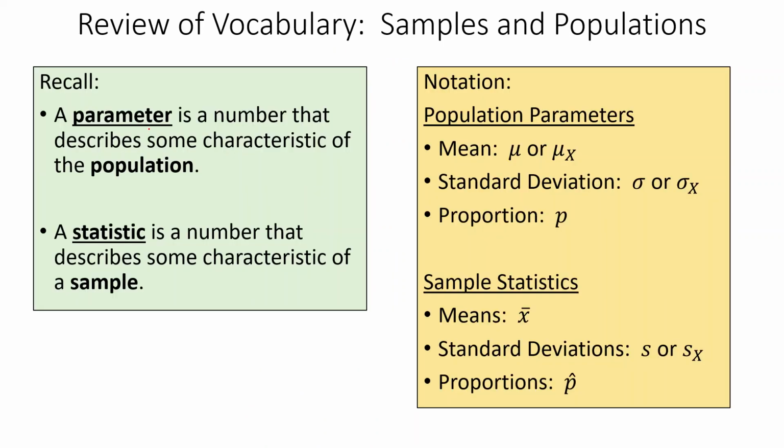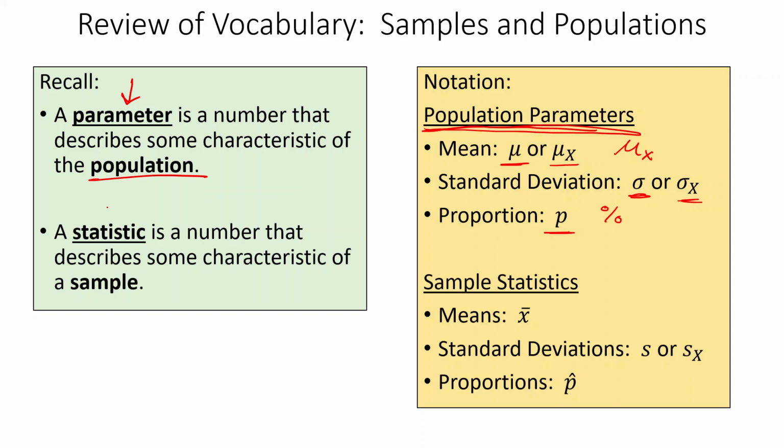All right, so just a little refresher here. Remember, we use the word parameter when we're talking about a population mean or standard deviation. So population parameters would be mu, the mean, or mu sub x, the mu of whatever variable x we're working with. Standard deviation for a population is sigma, or sigma sub x, the standard deviation of the variable x. And we can also talk about proportions, like when we work with percents of something. That would also be for a population, so these would be population parameters.